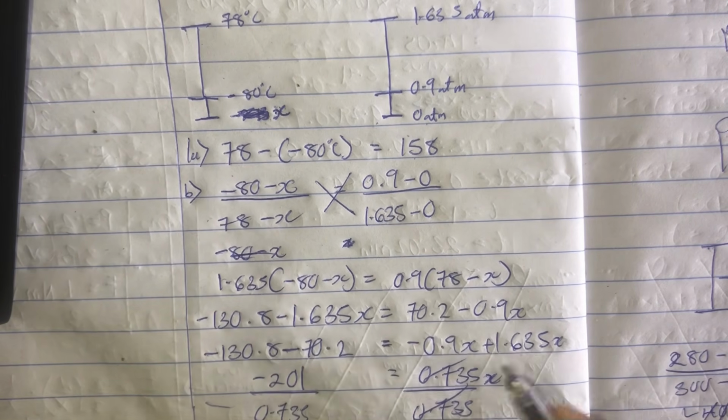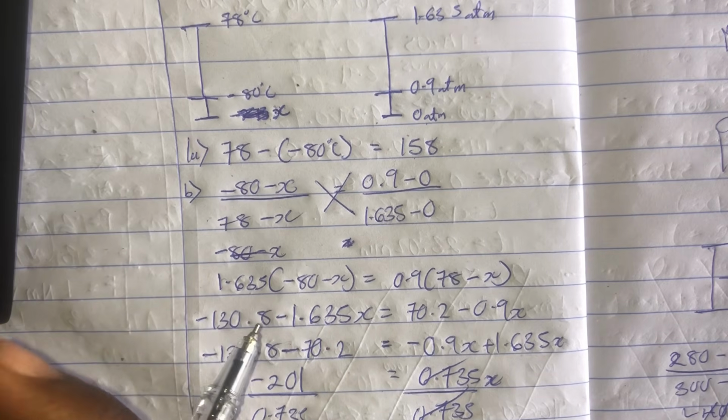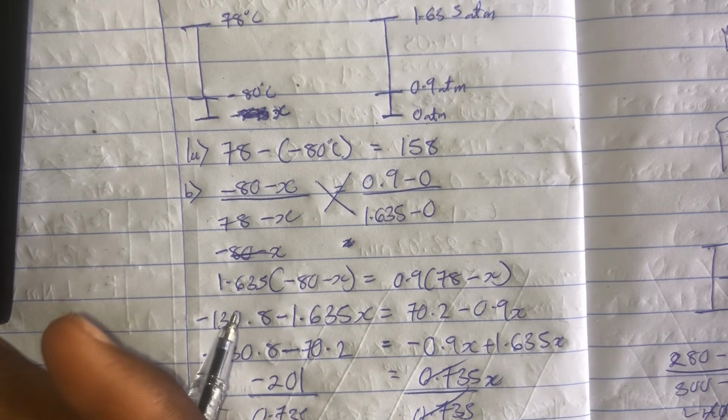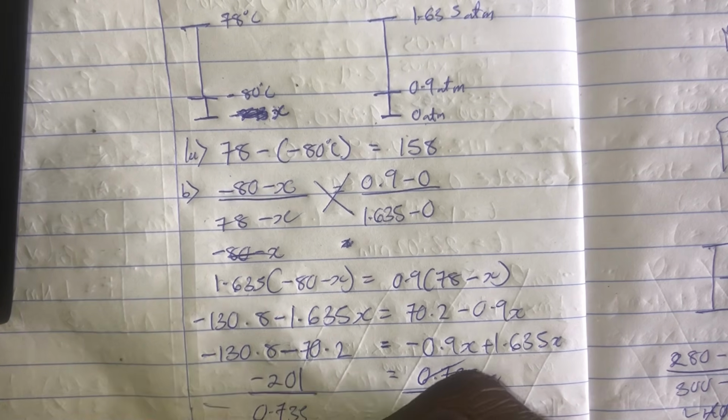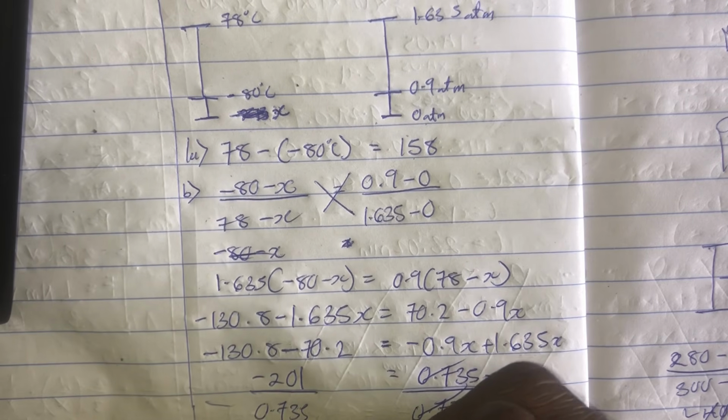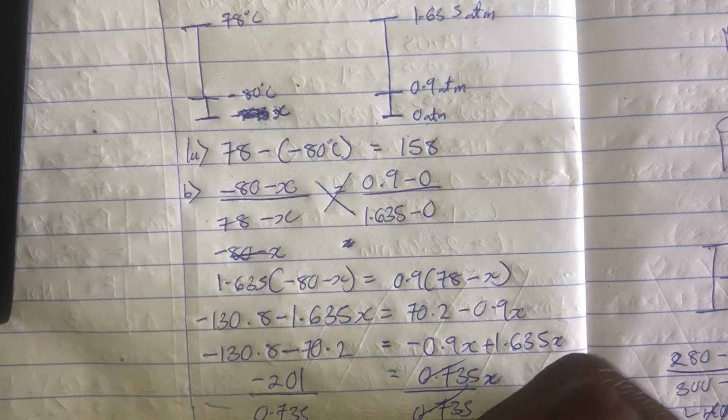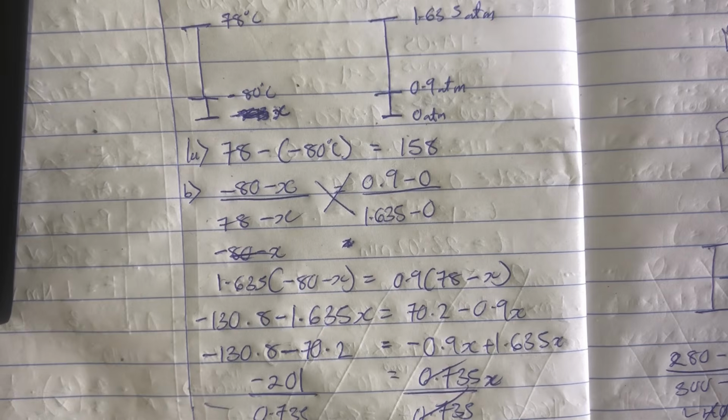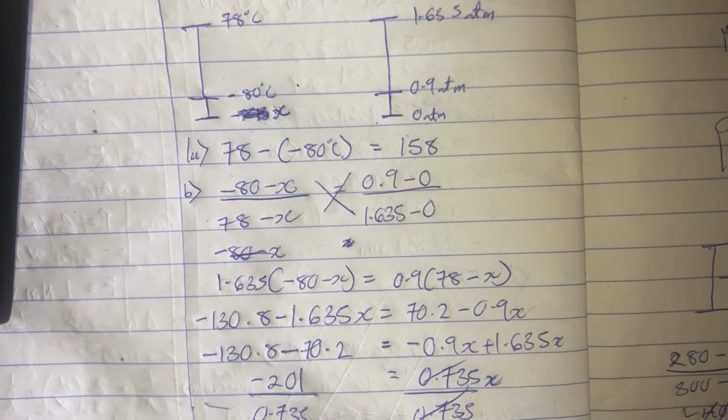What we get here is minus 201 divided by 0.735, which is minus 273.47 degrees Celsius. So that's the absolute zero temperature on this thermometer scale.